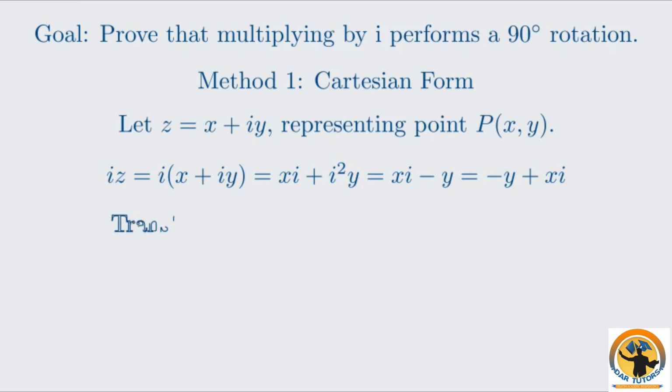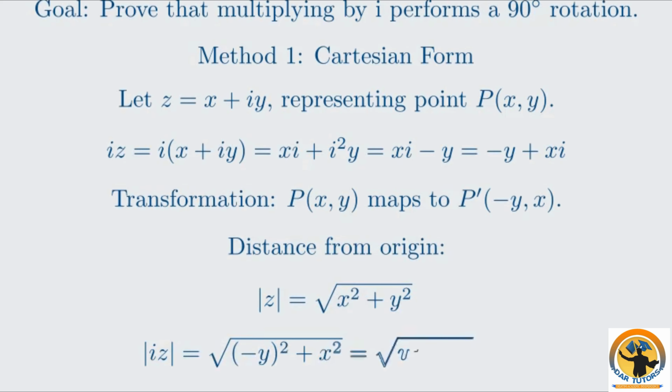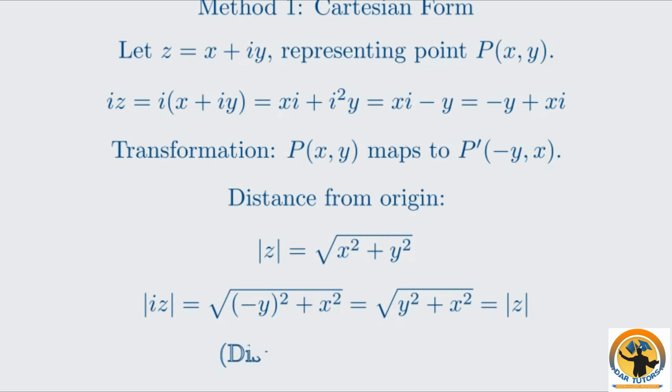So a point P with coordinates (x, y) is mapped to a new point P prime with coordinates (-y, x). Let's see what happens to the length and angle. The modulus of z is the square root of x squared plus y squared. The modulus of iz is the square root of (-y) squared plus x squared, which is the same as the modulus of z. The length doesn't change. For the angle, notice that the original slope was y over x and the new slope is -x over y. These are negative reciprocals, which means the lines are perpendicular.